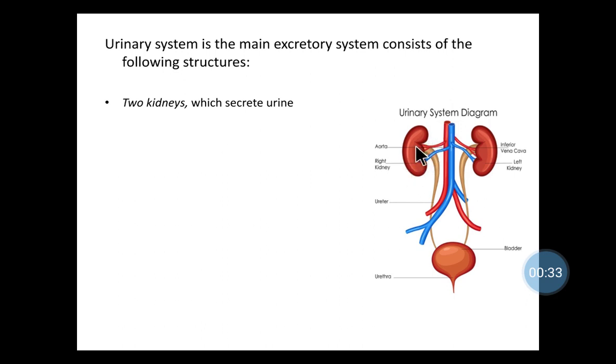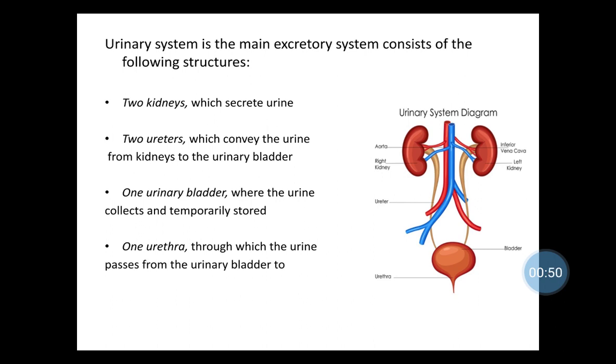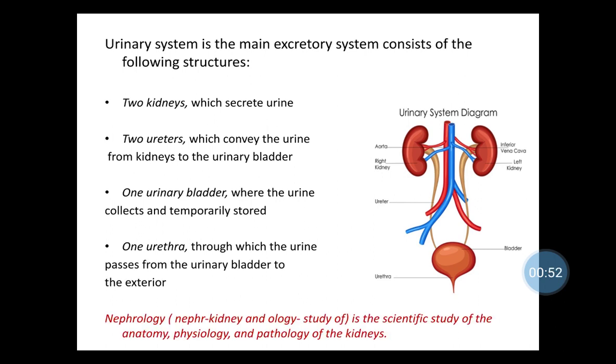The kidney secretes the urine, then the ureter conveys this urine from the kidney to the urinary bladder. Then the urinary bladder collects the urine and temporarily stores it. Then the urethra, through which the urine passes from the bladder to the exterior.